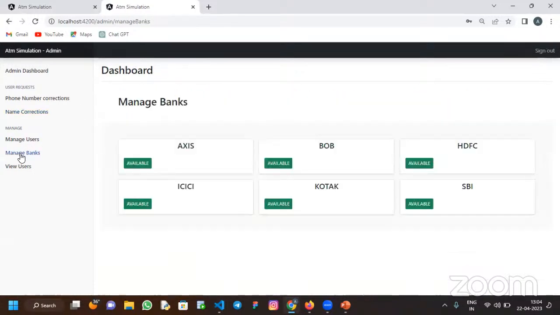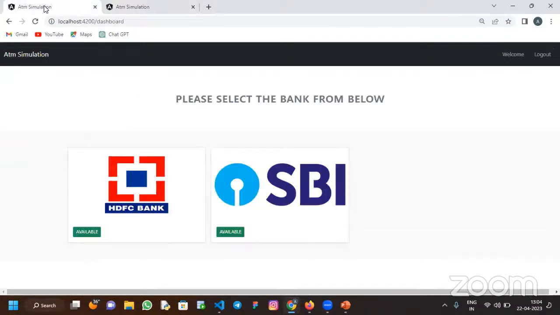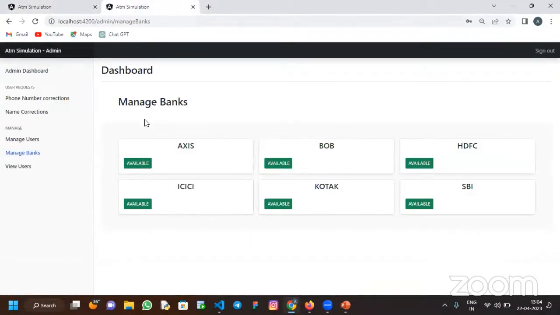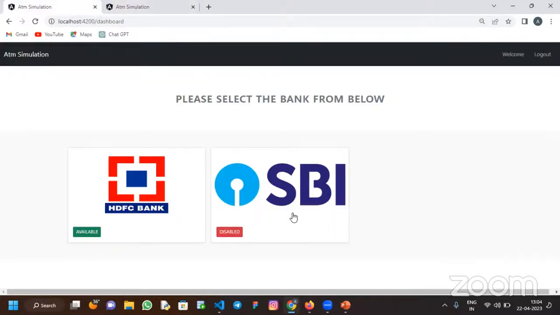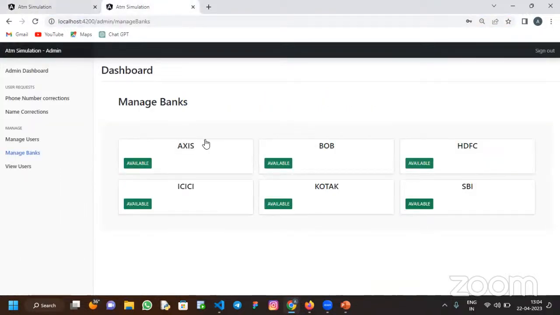As I mentioned before, here are the bank toggle buttons, ma'am. Whenever a bank server is under maintenance, the admin changes the status of the bank. Currently, the SBI bank server is under maintenance. If we enable this button, it shows that it is disabled due to server maintenance, and it is updated here also. I got your point. Users who have SBI accounts will be shown as disabled, ma'am.